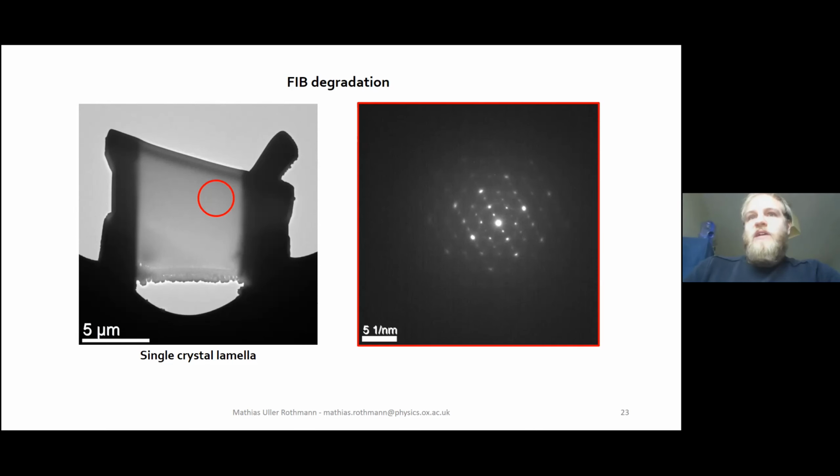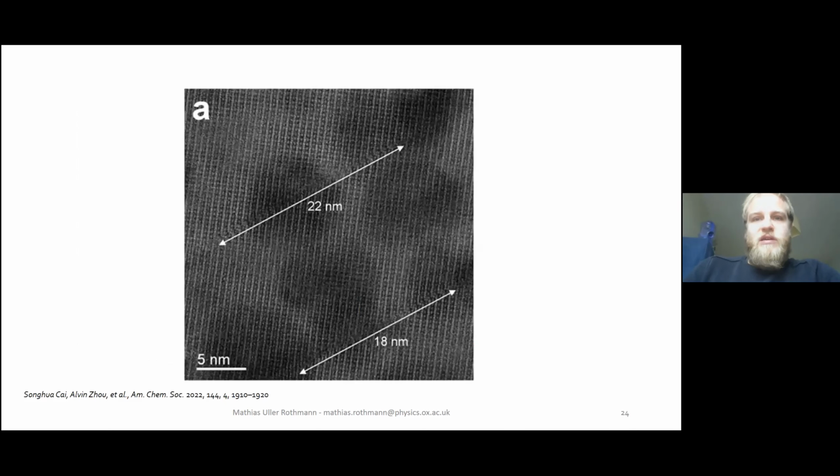So we did this 5 years ago or so, and this year, some work that I was doing with Alvin Zhou and Songhua Kai from Hong Kong showed that you could do focused ion beam milling of a device or a lamella of a single crystal and still get atomic resolution. Here they show some very nice defects along these lines. But you also see there's quite a bit of damage going on, so you get some darker blobs. We still see the atomic structure, but with quite a lot of damage.